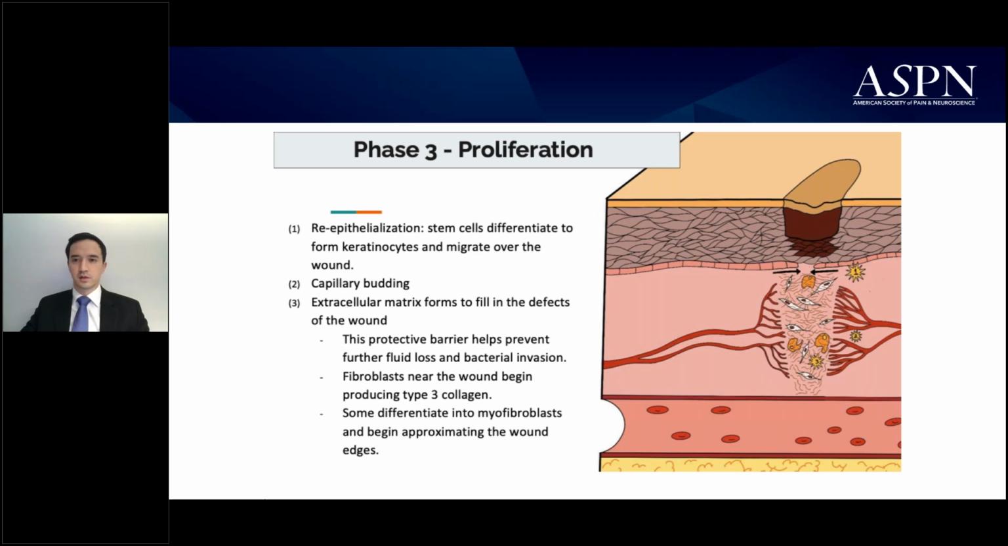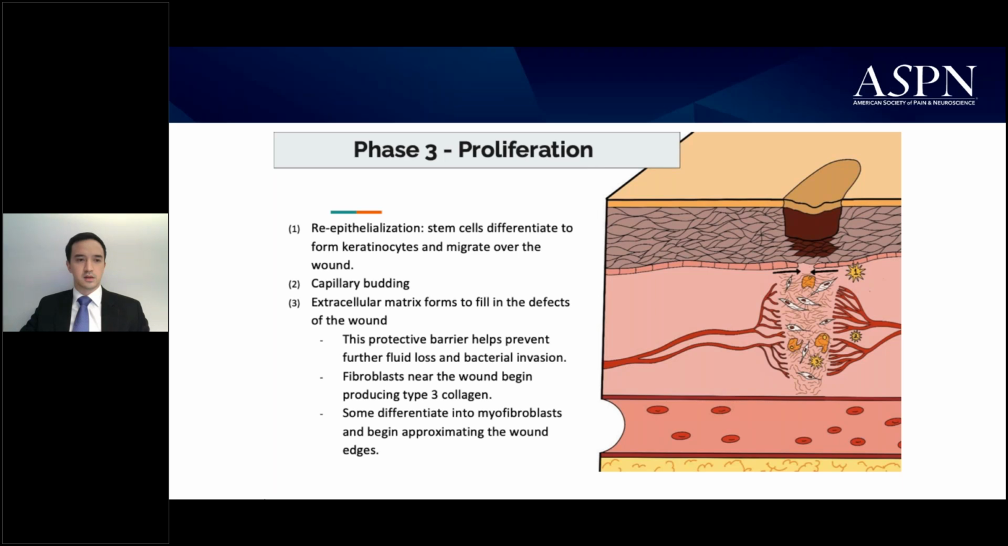So the first portion on this slide is reepithelialization, which of course requires stem cells to be recruited in order to reestablish damaged epithelium. This occurs by recruitment of basal epithelial cells via cytokines and growth factors such as TGF-alpha, which are secreted by macrophages in the inflammatory phase.